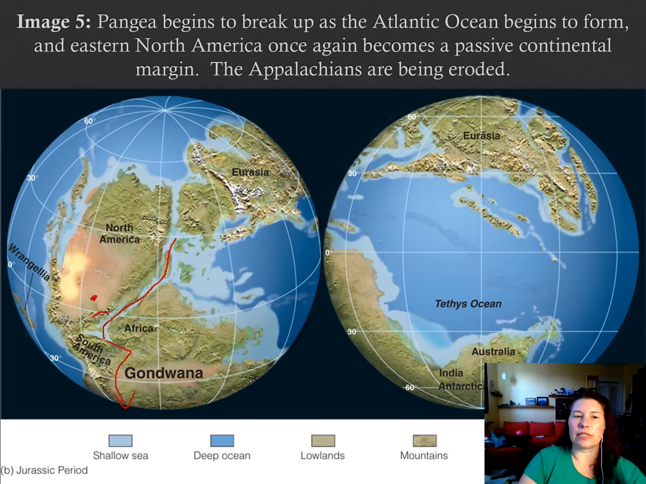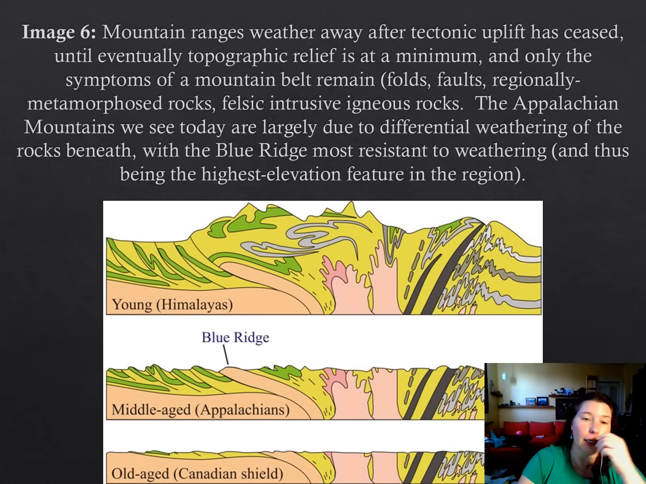But our Appalachians, instead of those nice tall mountains that were like the Himalayas, are now becoming the rounded, smooth, beautiful mountains that we see today. Layers and layers and layers going back as far as the eye can see. So it's just a very different kind of mountain belt. But what we're seeing with the Appalachians is the fate of even things as tall and impressive as the Himalayas.